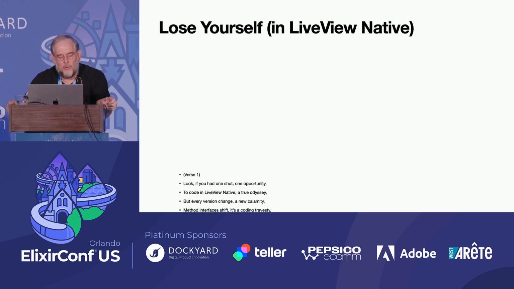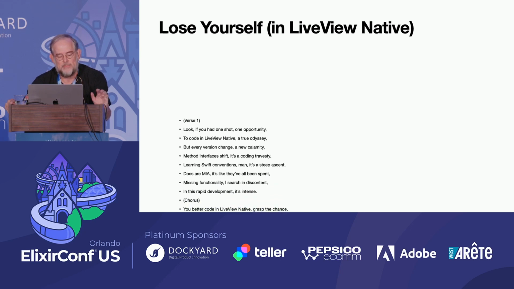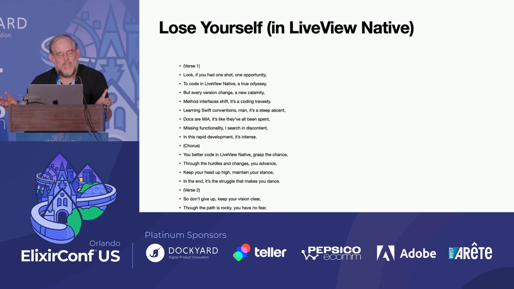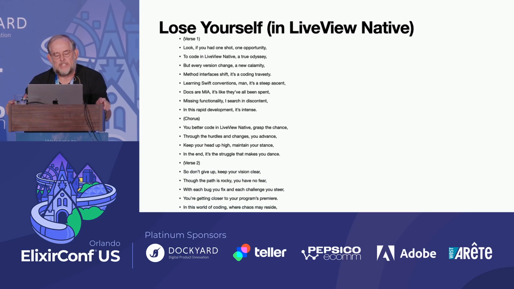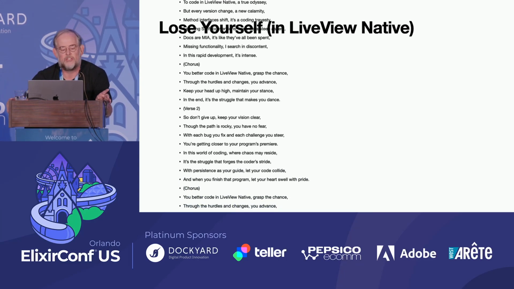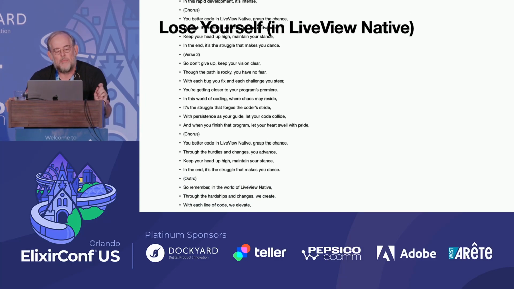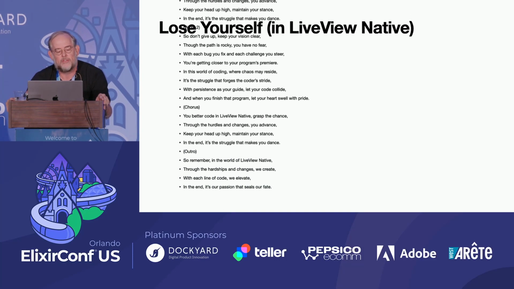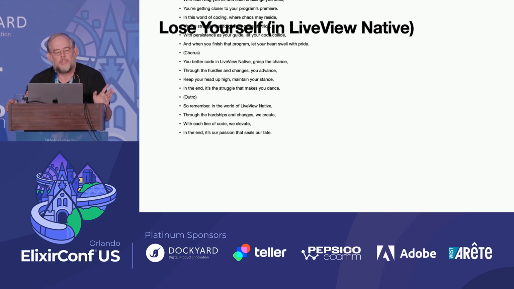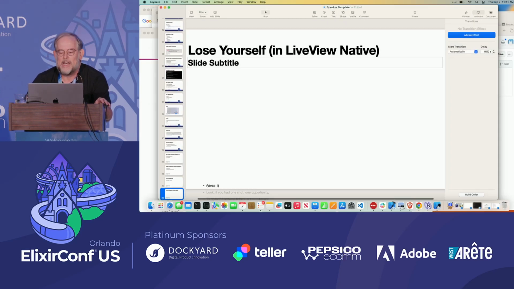Look, if you had one shot, one opportunity to code in LiveView Native, a true odyssey, but every version change, a new calamity, method interfaces shift, it's a coding travesty. Learning Swift convention, man, it's a steep ascent. Docs are MIA, it's like they've all been spent. Missing functionality, I search in discontent. In this rapid development, it's intense. You better code in LiveView Native, grasp the chance. Through the hurdles and changes you advance. Keep your head up, maintain your stance. In the end, it's a struggle to make your dance. You don't give up, keep your vision clear. Though the path is rocky, you have no fear. With each bug fixed, you're getting closer in the world of coding. It's a struggle, it's a persistence, that's your guide. I'm gonna do that again.